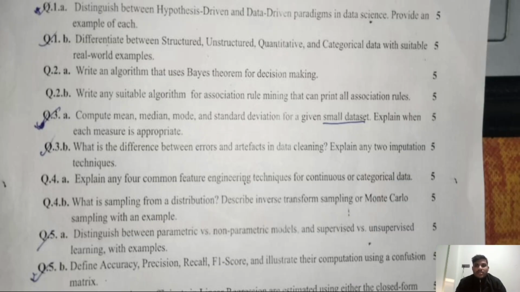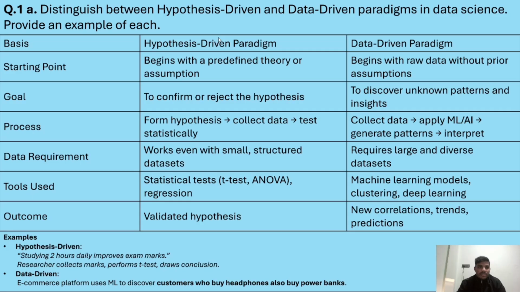First, it is the question paper, and the first question is: distinguish between hypothesis driven and data driven paradigms in data science. Provide an example of each. So it is a tabular format distinction. First, hypothesis driven. On the basis of starting point, it begins with a predefined theory or assumption, and data driven paradigms begin with raw data without prior assumption.